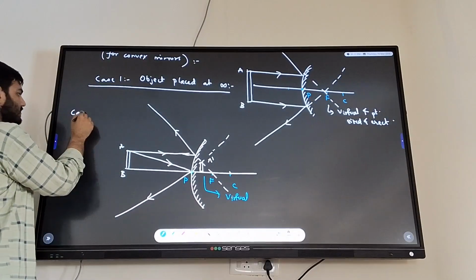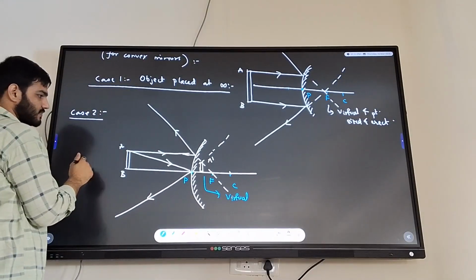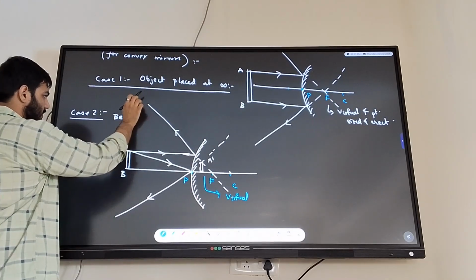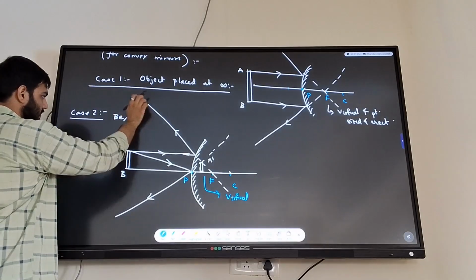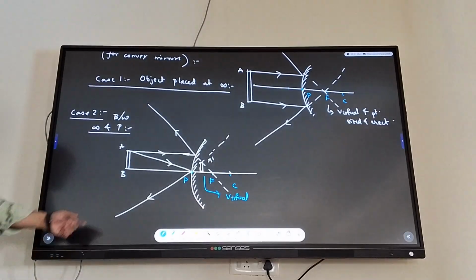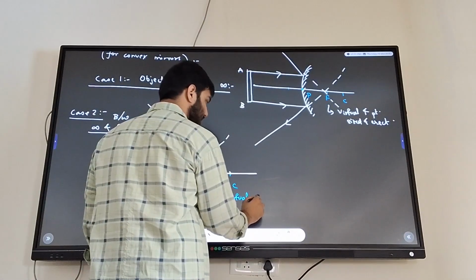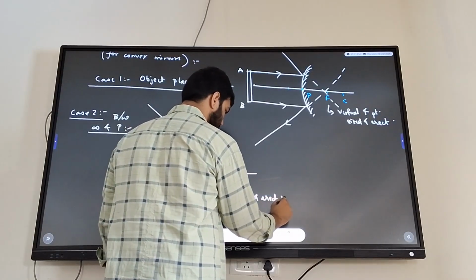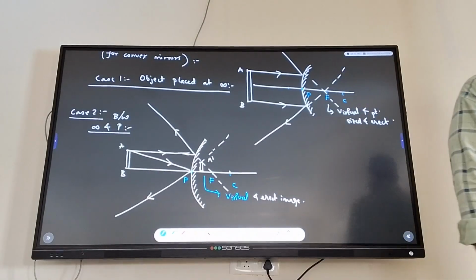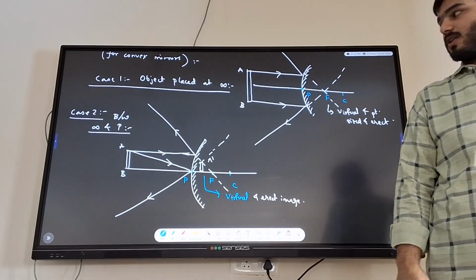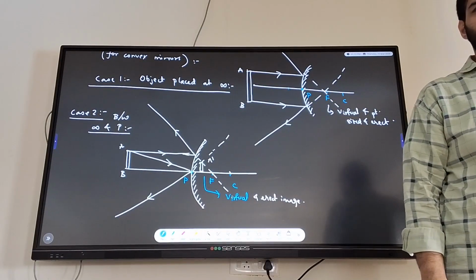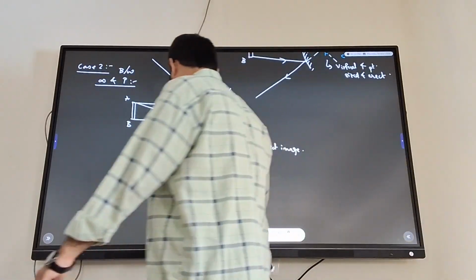Yes. Case 2, between what? Infinity and pole. Anywhere you will find this virtual and erect image. The main conclusion is that it does not matter where you put your object. For a convex mirror, you will always find a virtual image. Yes, virtual and erect. So let me write it as a note.